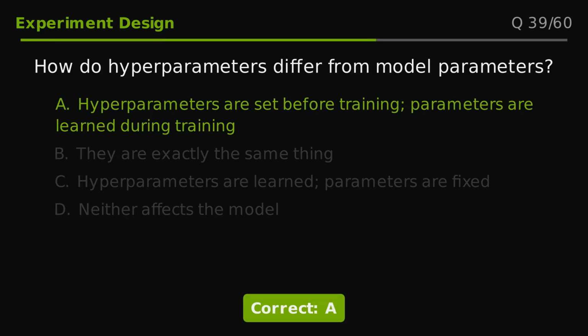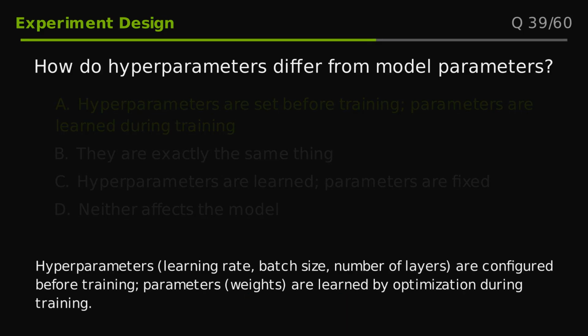The correct answer is A. Hyperparameters, such as learning rate, batch size, and number of layers, are configured before training. Parameters, such as weights, are learned by optimization during training.